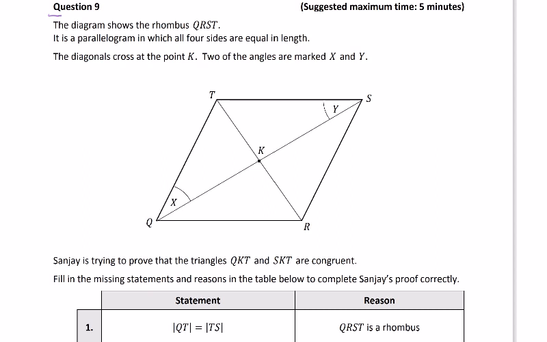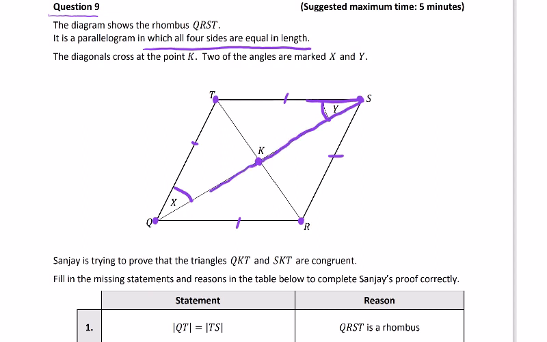Question 9. We have a diagram showing a rhombus QRST, just identifying the points Q, R, S and T. It is a parallelogram in which all four sides are equal in length, so we can give them a little line there. The diagonals cross at the point K, and two of the angles are marked X and Y. So we have alternate angles straight away, we can see here with our Z.